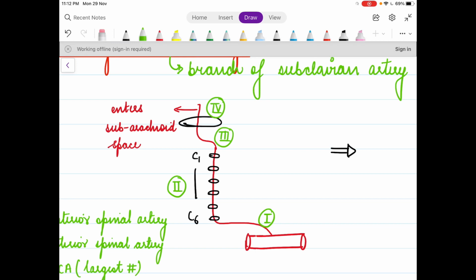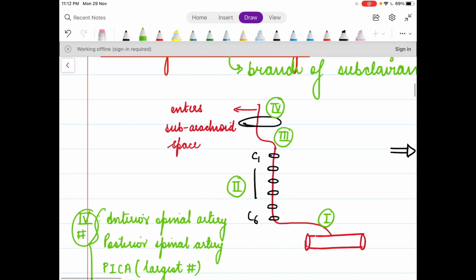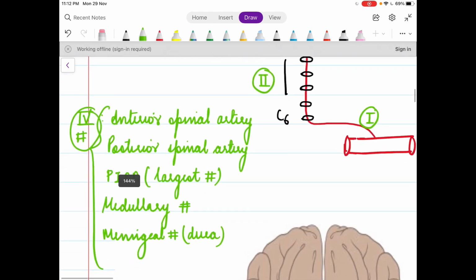The third part again is responsible for giving rise to some muscular branches. The fourth part is where it enters the foramen magnum and pierces the arachnoid mater to enter the subarachnoid space and unites with the other vertebral artery to give rise to the basilar artery. This fourth part of the vertebral artery gives rise to some amazing and major branches.